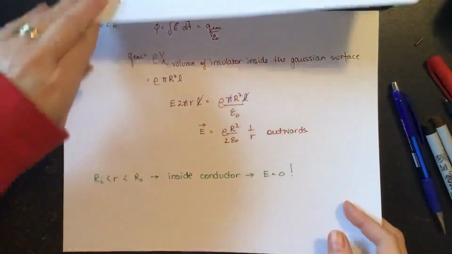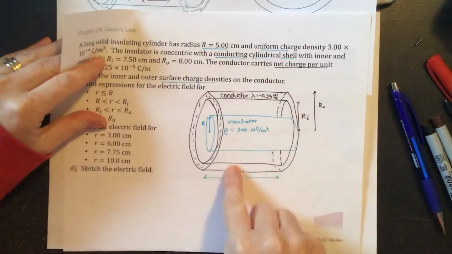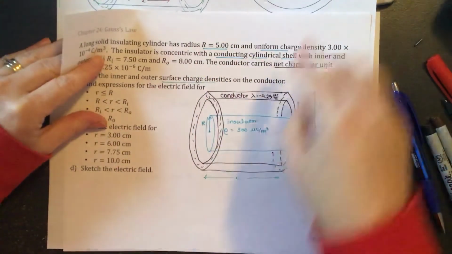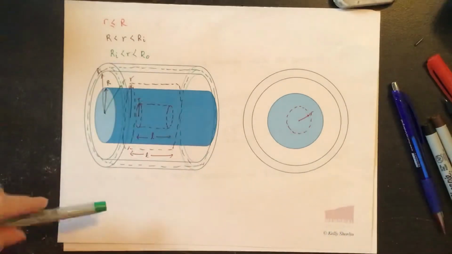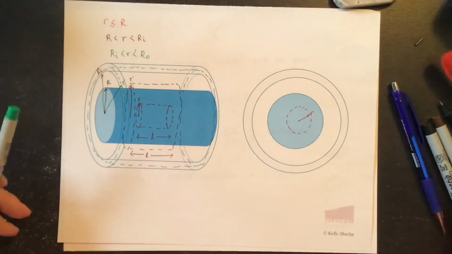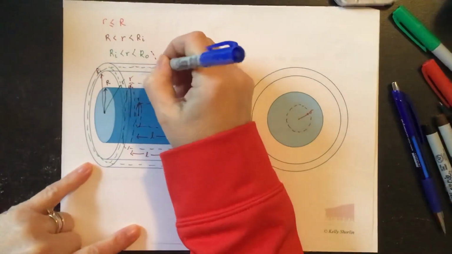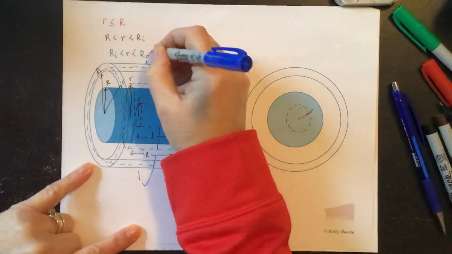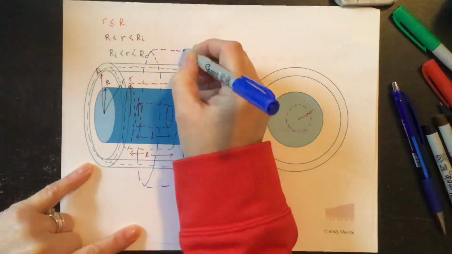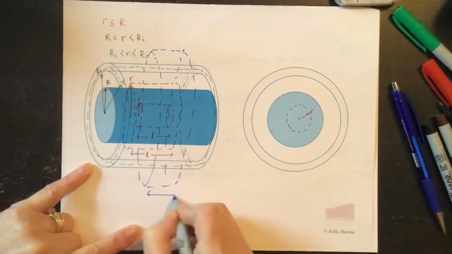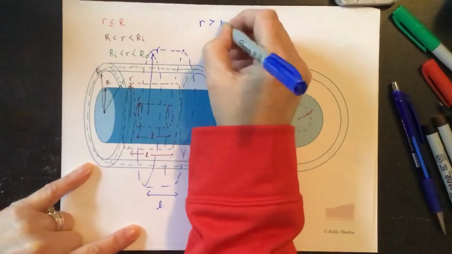Okay, last one is, what is the electric field outside of everything? So what's the electric field out here? This time our Gaussian surface is going to be a cylinder out here. So let's draw those on our picture. The last color we have to go with is blue. So our Gaussian surface is going to be a cylinder outside everything. Okay, it's got length L and radius R. And this is for R greater than Ro.